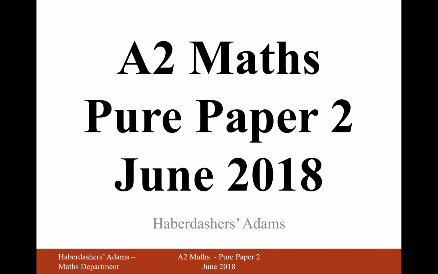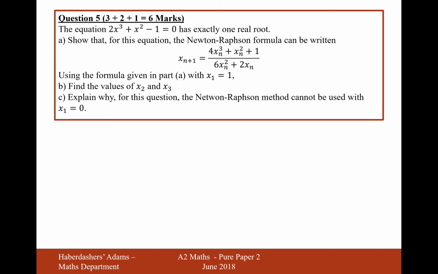Hello there and welcome to A2 Maths from June 2018, paper 2, and here we're looking at question 5, an iterative sequence question. So, the equation 2x cubed plus x squared minus 1 equals 0 has exactly one real root. Show that for this equation the Newton-Raphson formula can be written as this expression here. So, what we need to do then is turn 2x cubed plus x squared minus 1 equals 0 into this expression here.